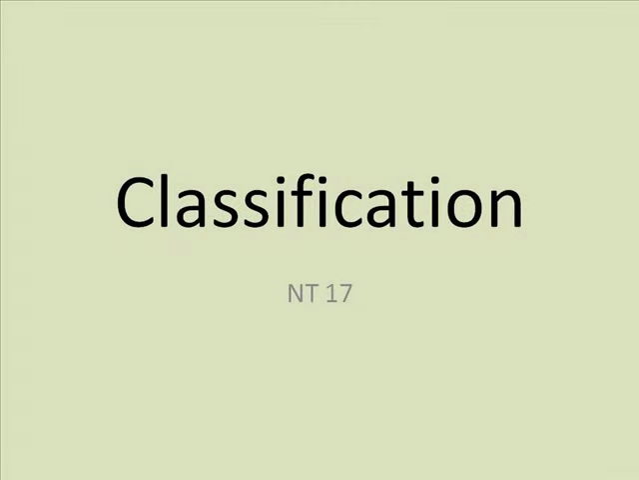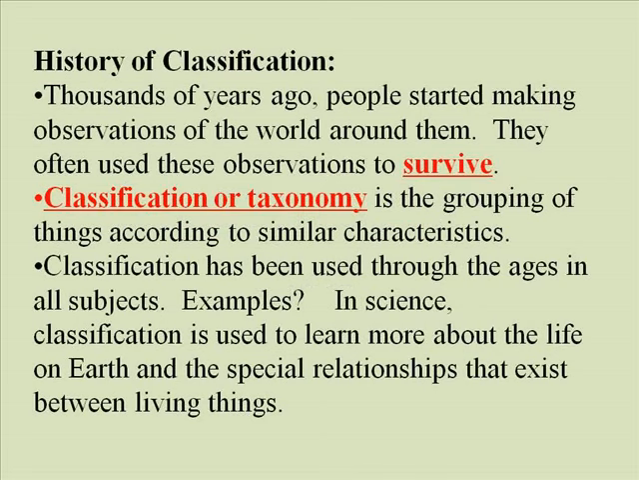This is Note Taker 17 on classification. Before we ever started classifying in science, people were using classification or making observations that would allow them to survive, and oftentimes that meant finding something and grouping it with another thing that you already knew existed, and then you would judge whether or not that was safe or not. But then we did start to actually technically classify things.